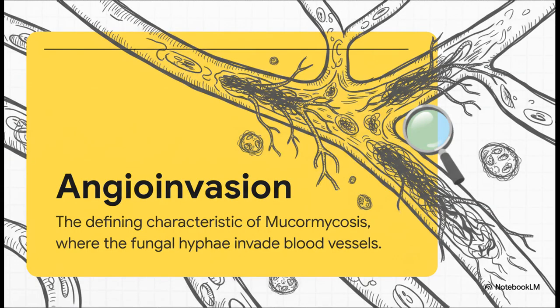And this right here, this brings us to the most crucial point. This is the hallmark of this disease: angioinvasion. This is what makes mucormycosis so incredibly destructive. The fungus doesn't just infect tissue, it goes straight for the circulatory system itself.